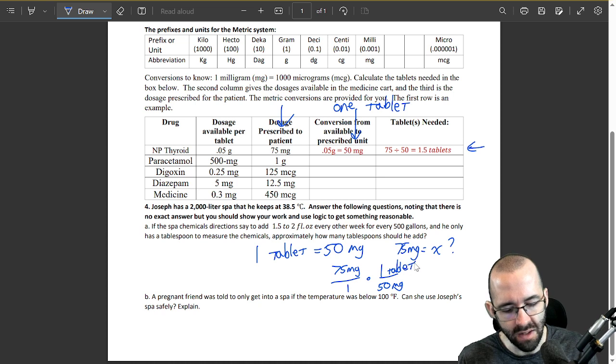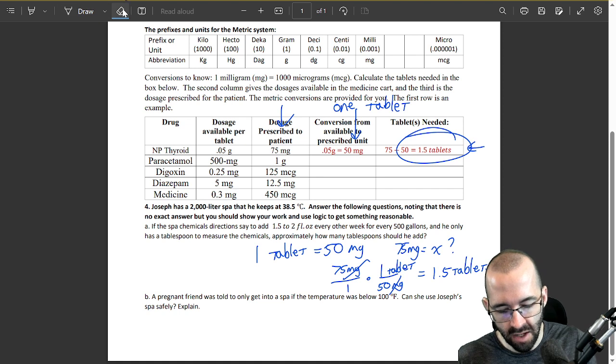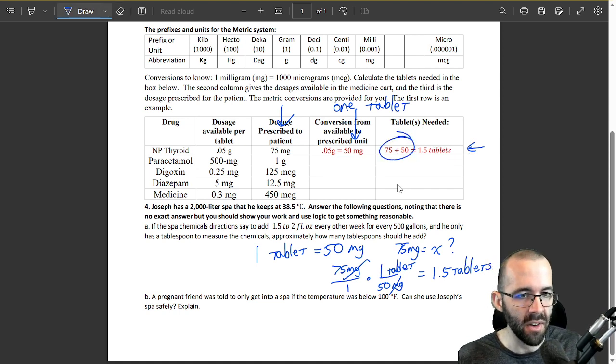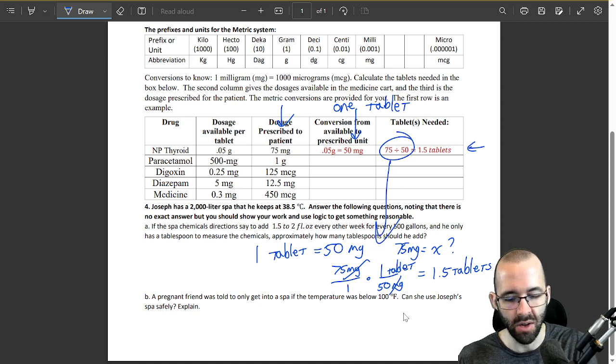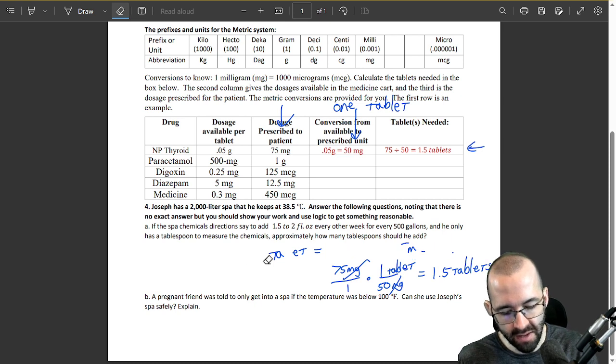This is just one way of doing this problem. There's a lot. The milligrams are going to cancel, and you get 75 divided by 50, which is 1.5. Your units are tablets. That's what they did. Okay? They divided it out, but that's why they're dividing. This is why this calculation is working. Let me know if you have questions about that. This is a really good problem. You should be able to work through it.